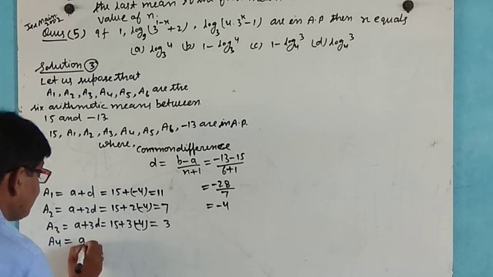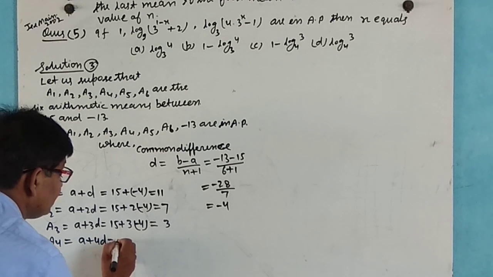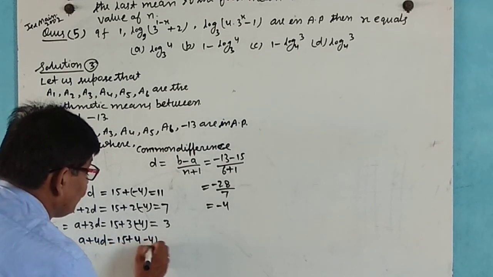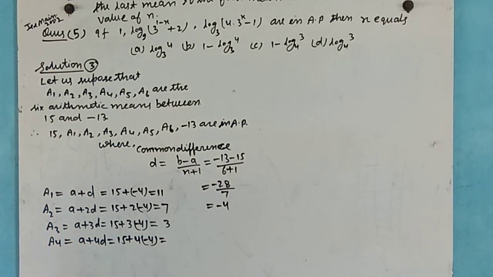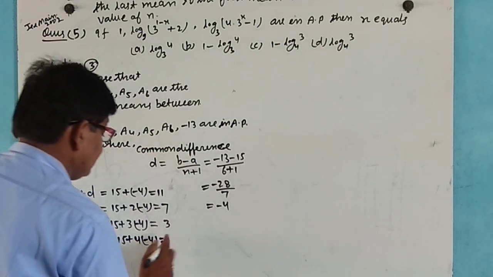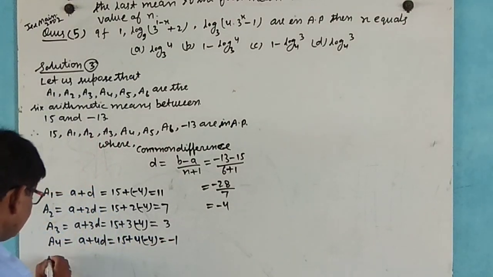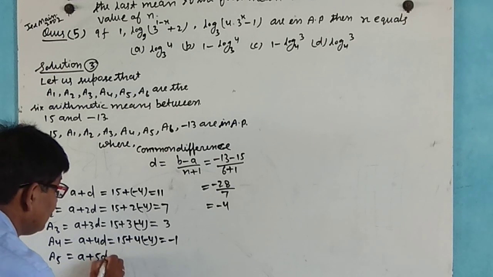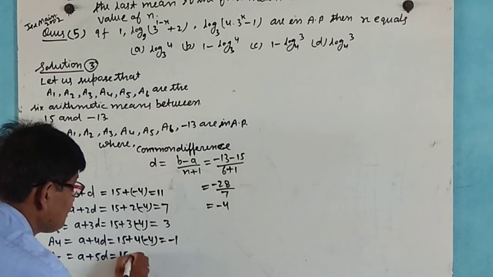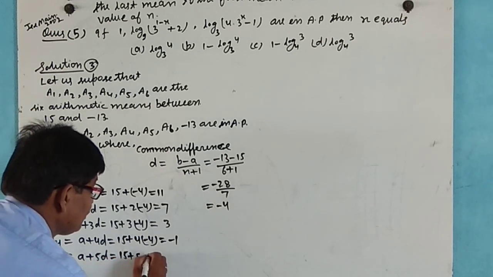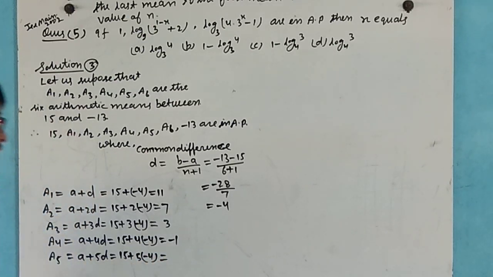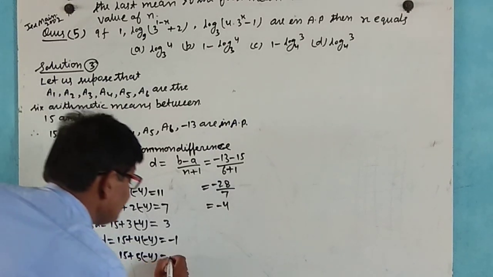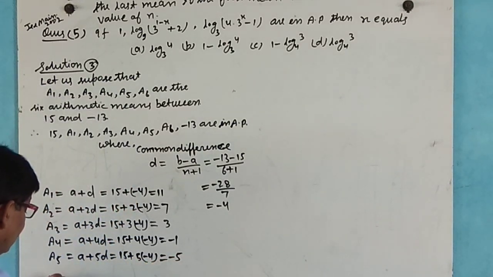A4 equal to A plus 4D, 15 plus 4 into minus 4, 4 4s are 16, this is equal to minus 1. A5, A plus 5D, 15 plus 5 into minus 4, this is equal to 20, this is equal to minus 5.